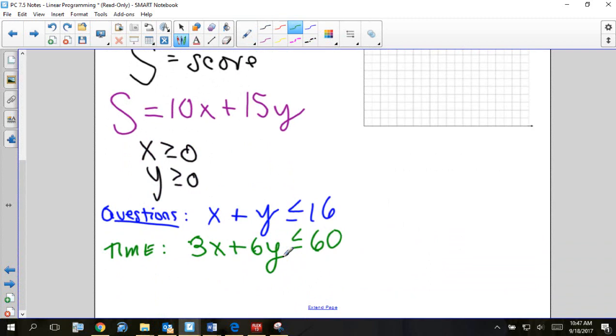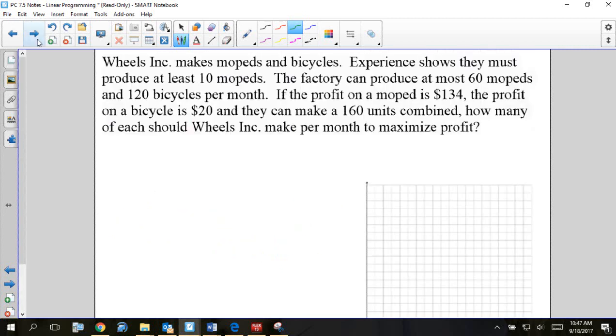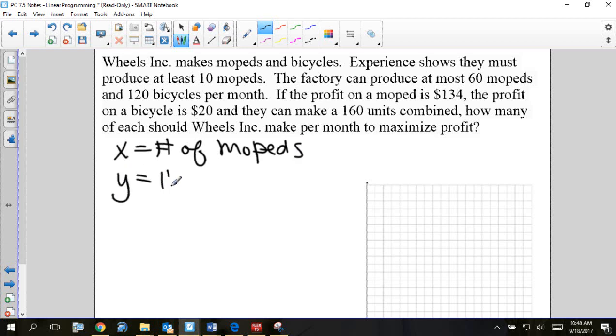So that's the hard part, is just getting it set up. From there, you would graph them, find the shading, find the vertices, test your points, find your solution. Can we look at the last one real fast? I want to at least give you the setting it up. I know we don't have much time.